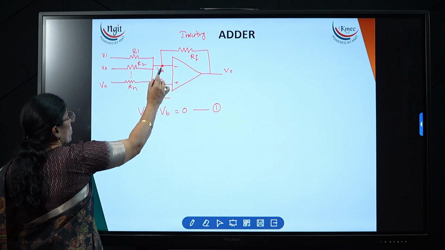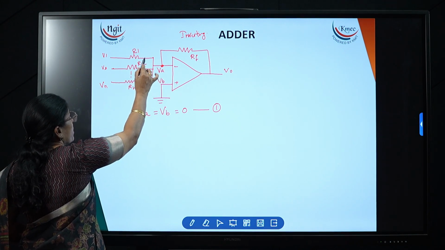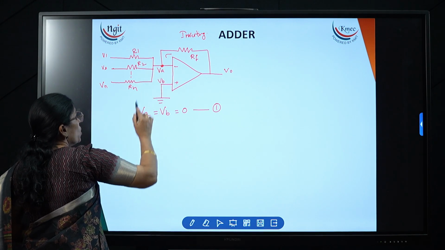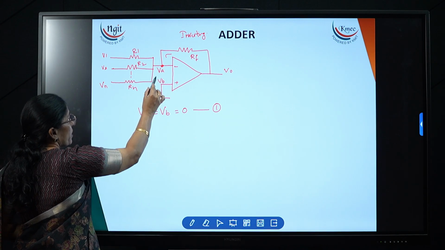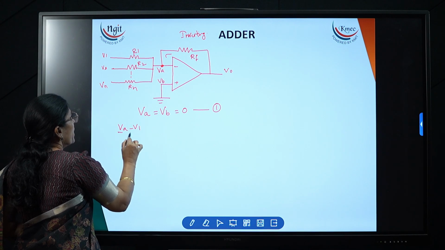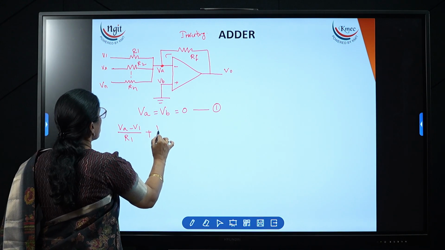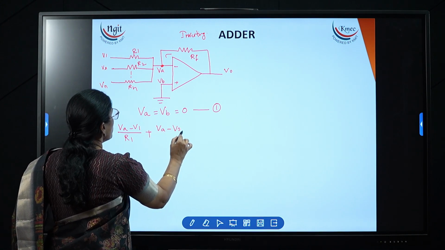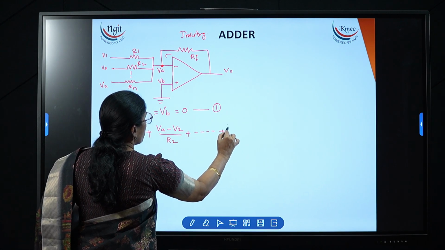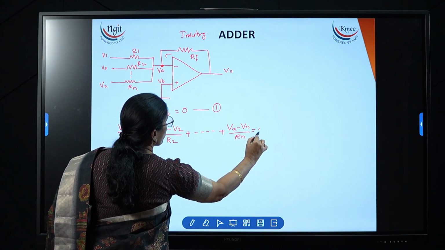How many branches are there? N number of branches are there. And what is the current flowing here? This is I1 current, I2 current and so on, IN current, and this is IF current. So how to write the equation at VA? VA minus V1 divided by R1, this is for the first current, and for the second current VA minus V2 divided by R2 plus and so on, VA minus Vn divided by Rn is equal to 0.